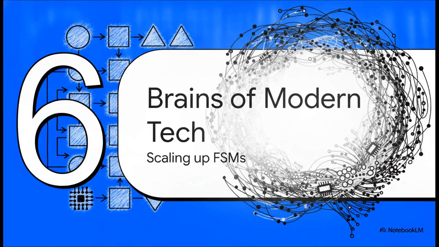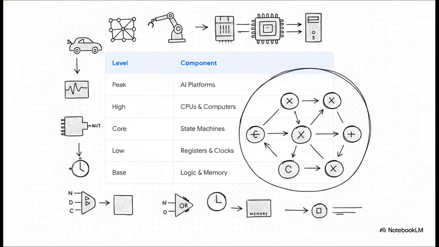Which brings us to our final section, part 6, the brains of modern tech, scaling from simple logic to artificial intelligence. Just look at how this whole digital architecture stacks up. Down at the absolute base, we've got simple logic gates and memory elements. Right above that, registers and clock signals to keep time. But smack in the middle, the core, we have finite state machines.